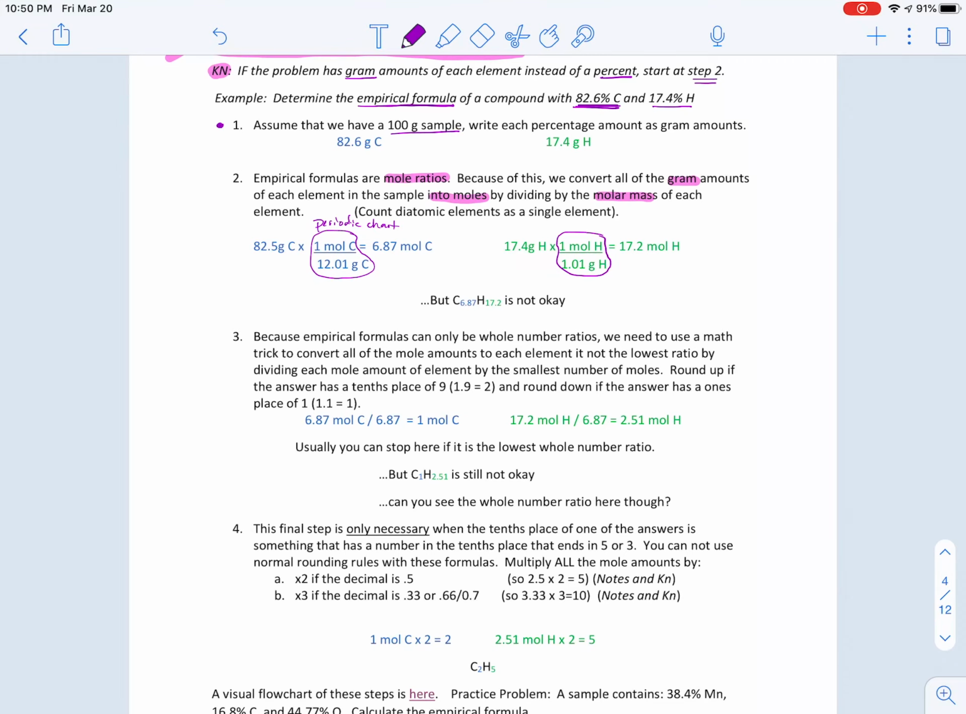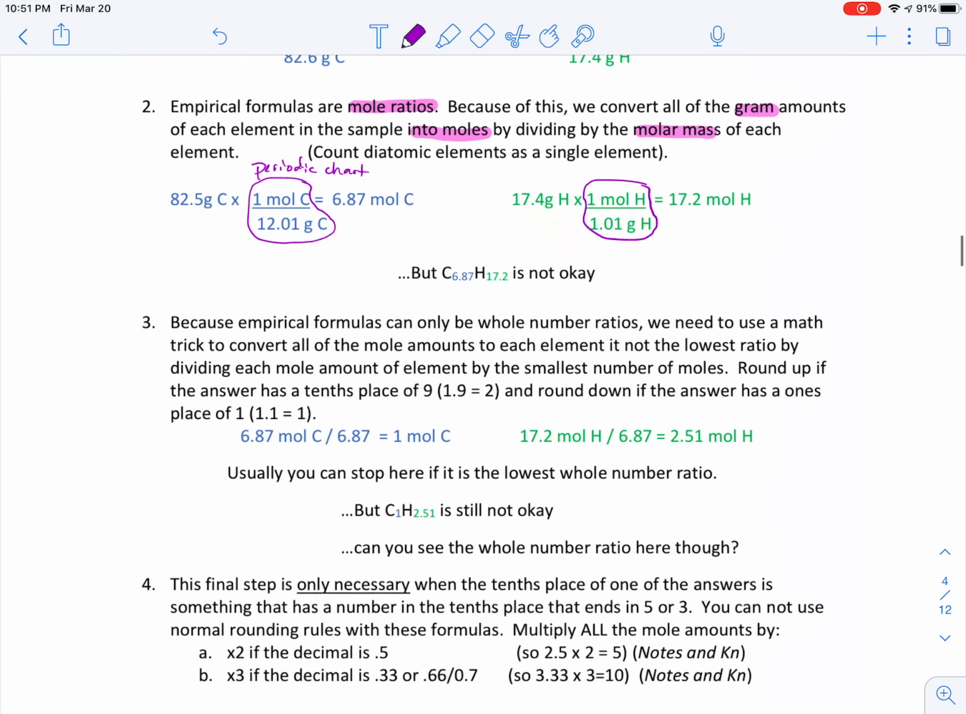Same with this one, periodic chart. Hopefully you're starting to accidentally memorize some of these. And when you do that, you get 6.87 and 17.2. But look, we've talked about this tons of times. You can't have a decimal in here because it implies that you have part of a carbon atom, and you can't have part of a carbon atom. You either have it or you don't. So we can't have those numbers.